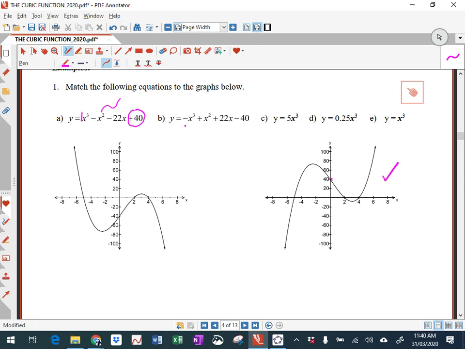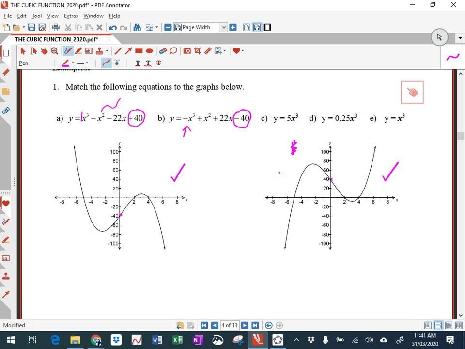Well, that's got a negative coefficient of x cubed. So I know that it goes from concave up to concave down. And if I look at the constant term, that's the y-intercept. So I'm looking for a y-intercept of negative 40 and a cubic which goes from concave up to concave down. So there's negative 40. And just checking, it goes from concave up to concave down. So that's that one. So I'll be saying that this here is B.